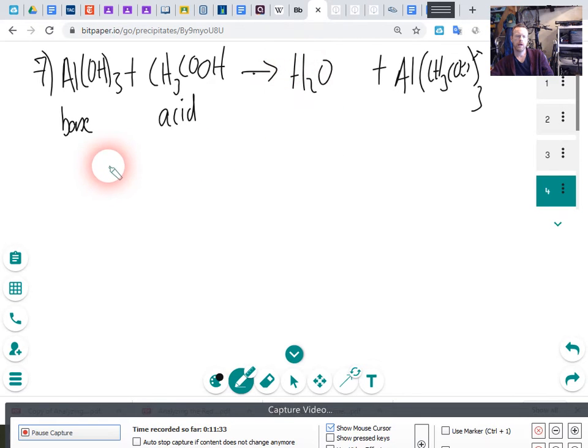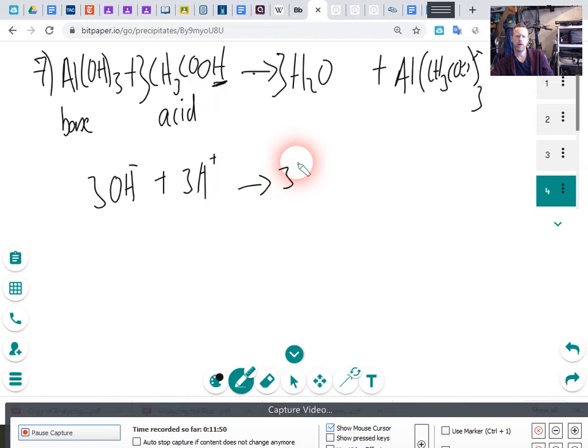And so again, what's the net? That's got to be 3, and that's got to be 3. So it'll be 3 OH minuses plus 3 H positive goes to 3H2O. There's your net. Okay, let's go to 8.